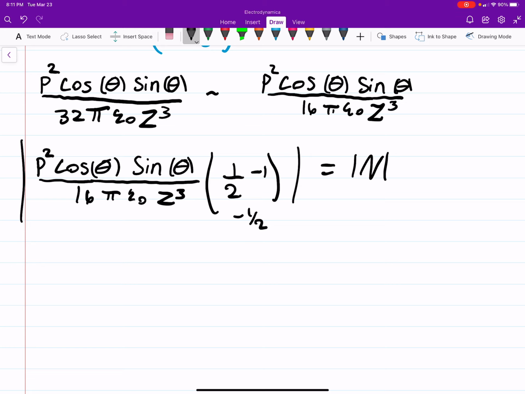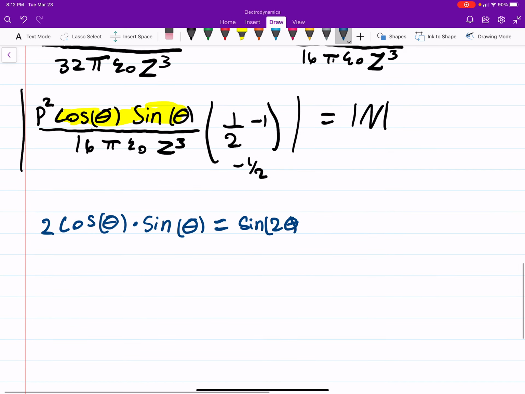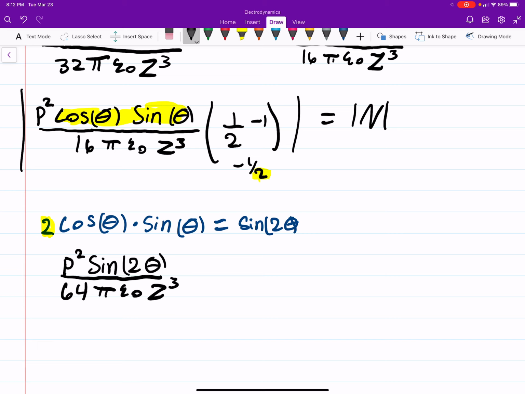Okay, and then also this is an identity. Cosine theta times sine theta: 2 cosine theta sine theta is equal to sine 2 theta. So we can replace that and divide by the 2. So we're going to have 1/2, so we'll multiply by 2 from here, 1 from this one, and then if we divide this 2 over, we're really multiplying by a 4. Okay? So you get P squared sine 2 theta divided by 64 pi epsilon naught z cubed. And this is the magnitude of our torque.